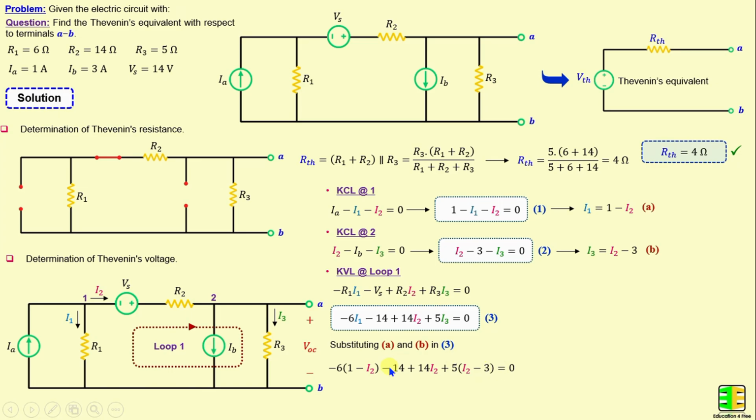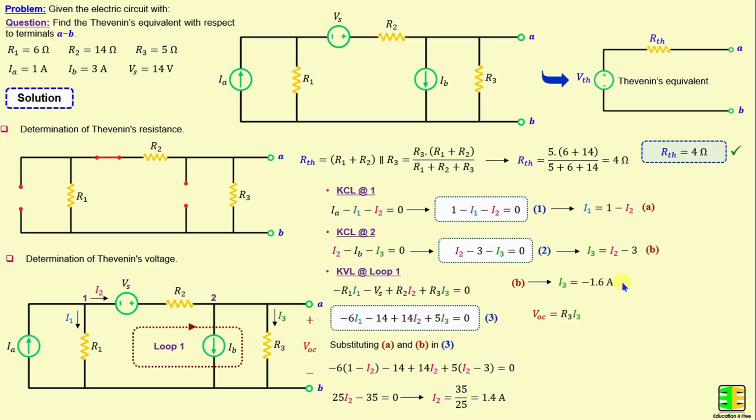And if we continue simplifying this equation, we obtain 25 times I2 minus 35 is equal to 0. That means I2 is equal to 35 over 25 is equal to 1.4 amps. And from equation B, we have I3 is equal to I2 minus 3, and if we replace I2 with its numerical value, we obtain I3 is equal to negative 1.6 amps.